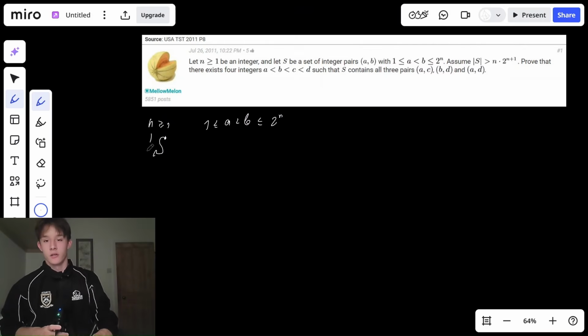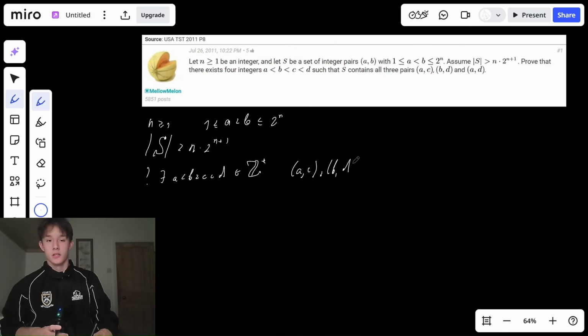And we know that the number of elements in set S is greater than n to the power n times 2 to the power n plus 1. And we want to show that there exist 4 positive integers a less than b less than c and less than d, which are all integers, such that S contains the pairs AC, BD, and AD.